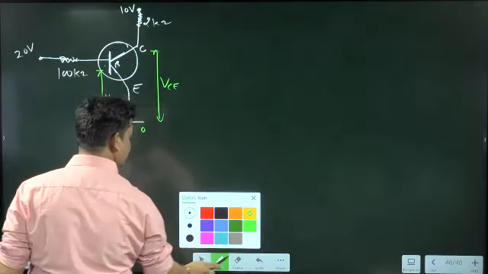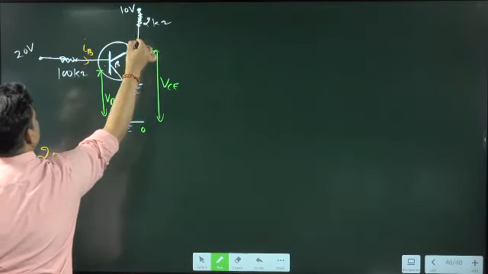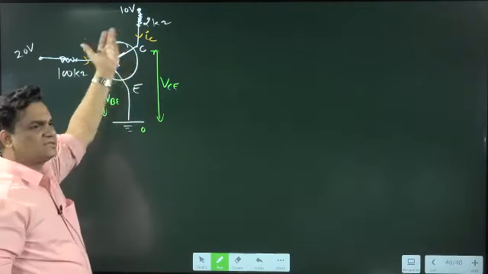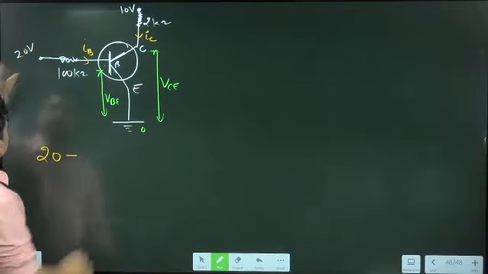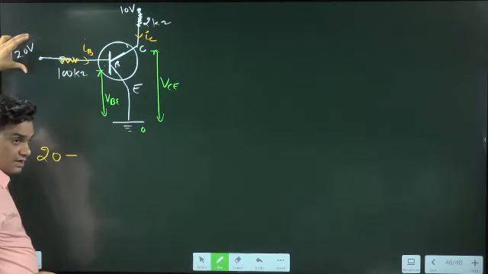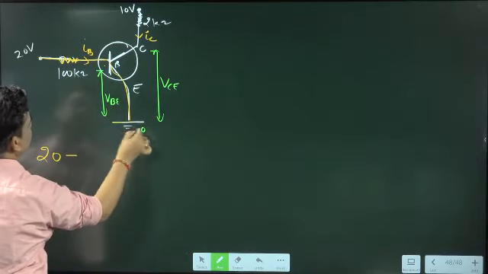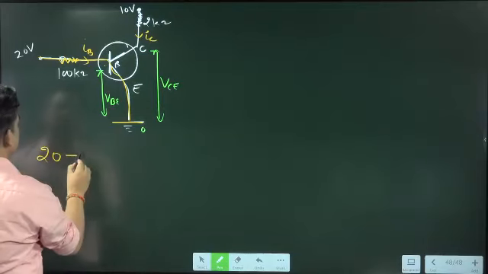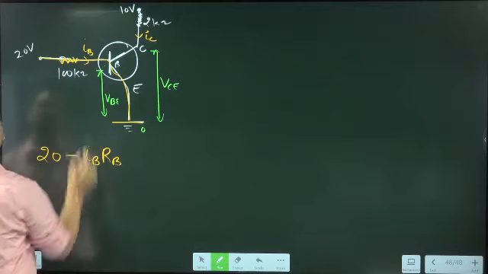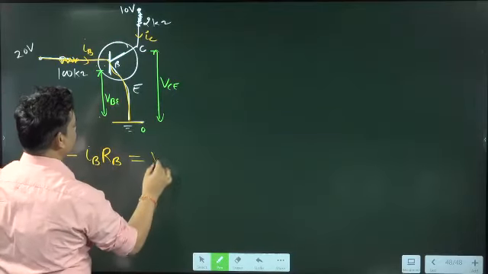So here, 20 minus... this is the base, so this current is IB, and this is the collector, so this current will be IC. I'm not telling NPN or PNP, so you can take the direction of current like this. Out of 20, in the resistance you will lose some potential, some energy. You started with 20, but you will lose some here, and then you go like this and ultimately reach the ground. So you start with 20, and here IB into RB energy will be lost. Out of 20, some energy is lost here, and the remaining energy should be equal to VBE.